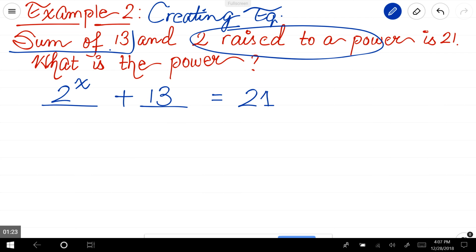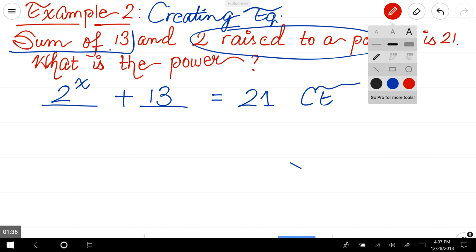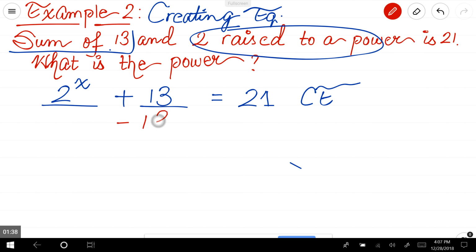The vital part about this concept is basically creating your equation. If your equation is created correctly, you will eventually be solving it correctly. But if you make a mistake in creating your equation, then your answer is also going to be wrong.